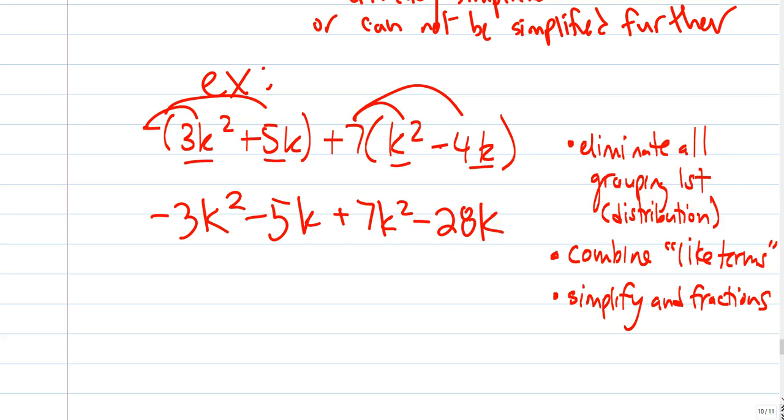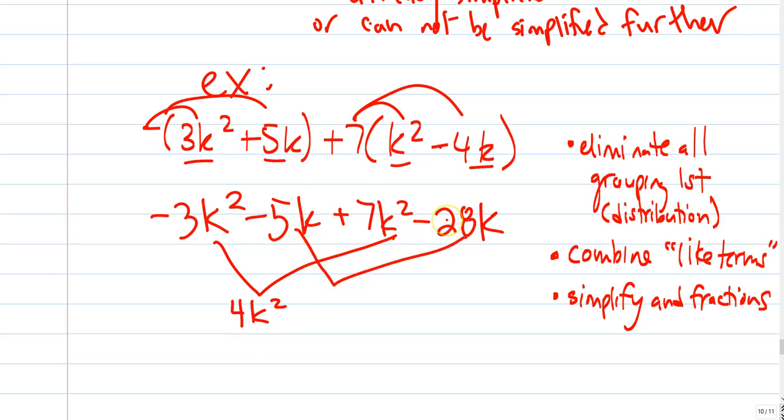Anything we can combine now? Are there any like terms? Yes. I can combine k squared with k squared. What is negative 3 plus 7? Well, 3 negatives, 7 positives cancel, leaving us with 4 of those k squareds. Negative 5k minus 28k are like terms.